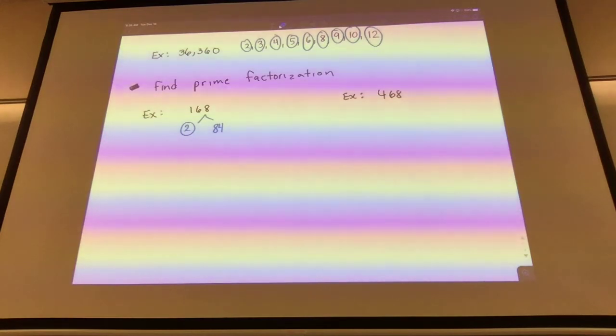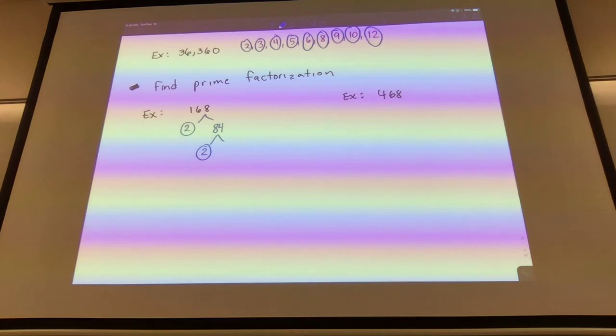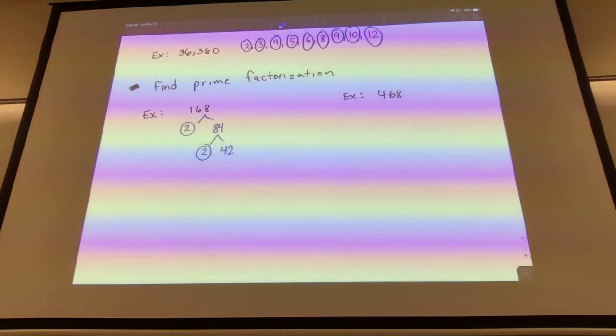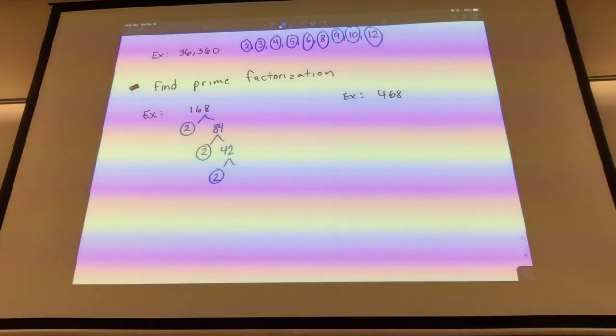84 is an even number, so I can take at least a what out of it? Another 2. So 84 is 2 times, now divide 84 by 2 out to the side, so it's 42. Every time you get a prime number, circle it because that's a dead end part of the tree. So the next 42, it's even, so at least a 2 can come out of it. So it's 2 times 21.